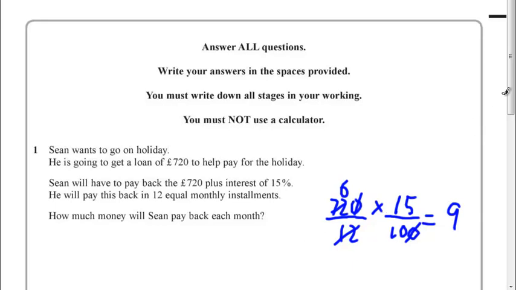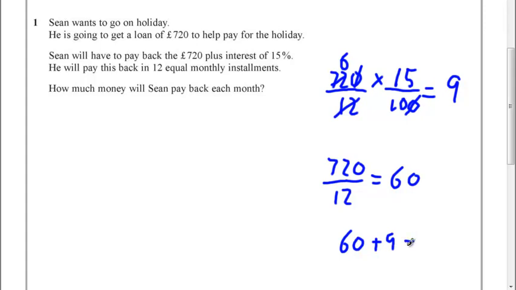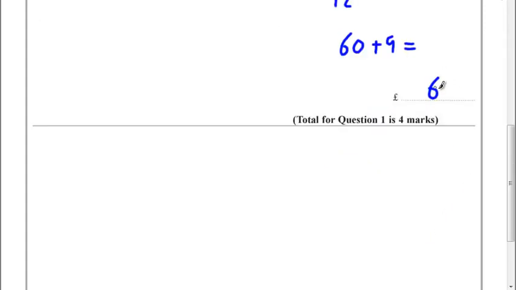Now the other thing is, the amount we've got to pay, we have to pay back the loan as well, which as we saw was 720. We've already done this bit. 720 divided by 12 is 60. So we're paying back that much of the loan each month, this much of the interest. So adding those together, we're at £69. Okay, that's the first one done.